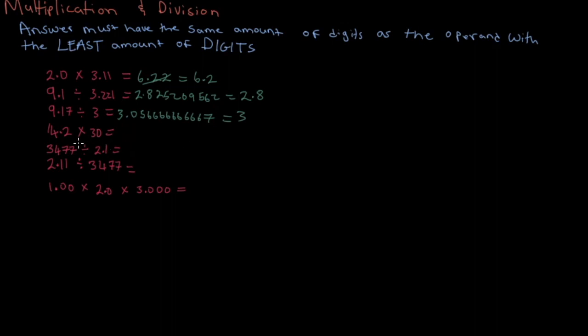Alright, how about this number here? So 14.2 times 30, the answer will be 426. Now which number here has the fewest amount of digits? Well, it is 30, because it only has 2 digits, and the 14.2 has 3 digits. And our answer here is 426. So now we ask ourselves, how do we write this number to 2 significant digits? Because it's 426, we can't just drop the 6.